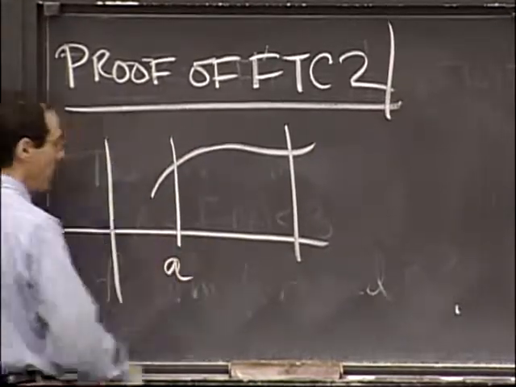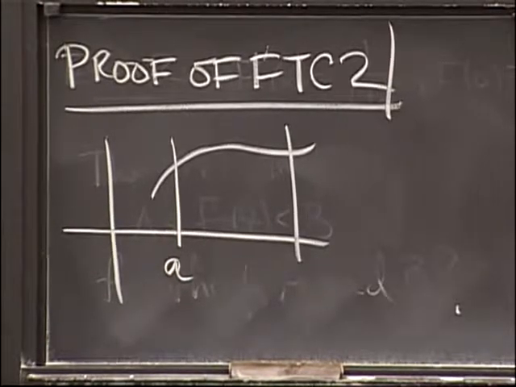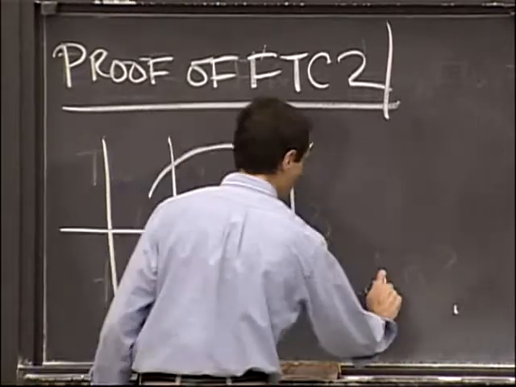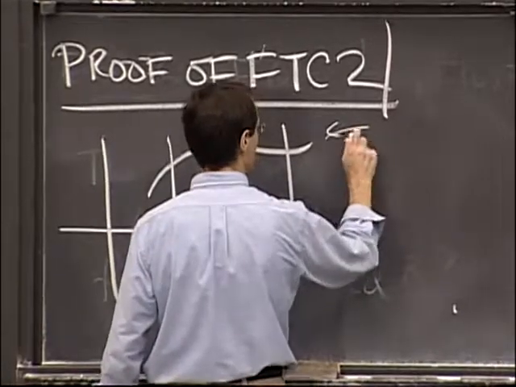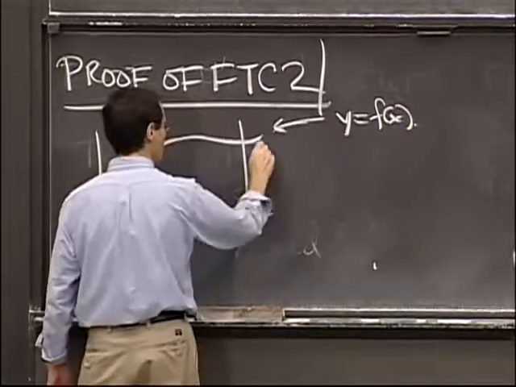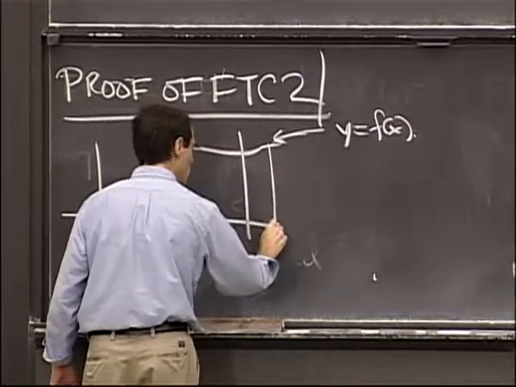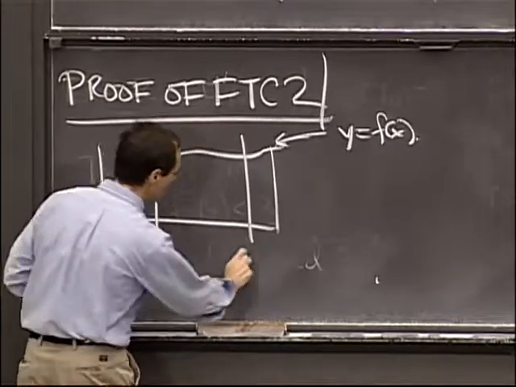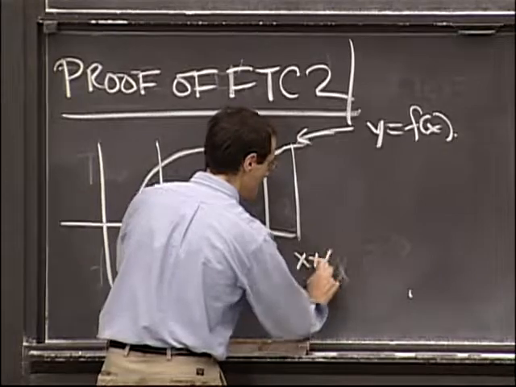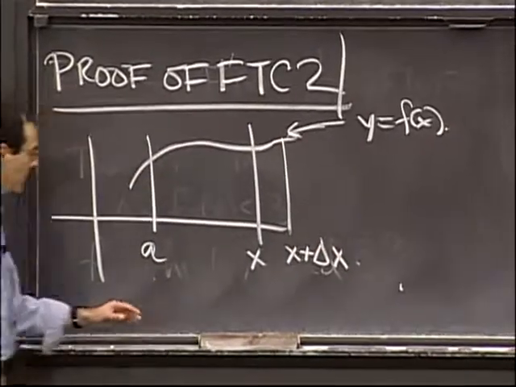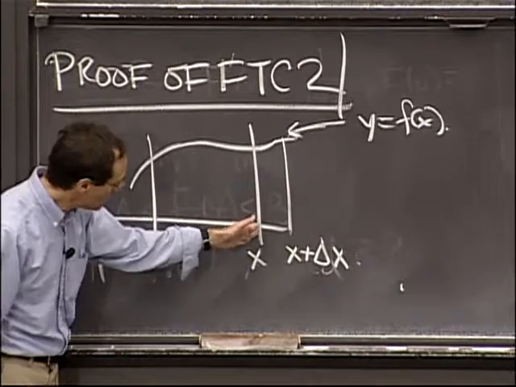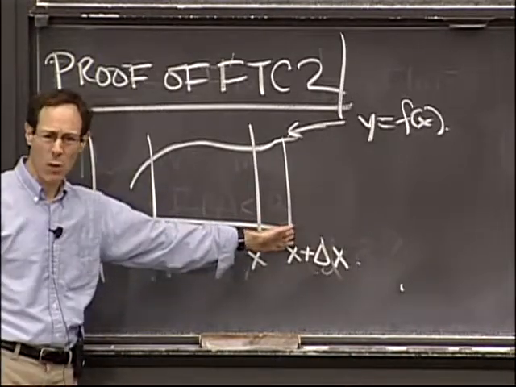So here's the value of a, and this is the graph of the function y equals f of x. Then I want to draw 3 vertical lines. One of them is going to be at x, and one of them is going to be at x plus delta x. So here I have the interval from 0 to x, and next I have the interval from x to x plus delta x.